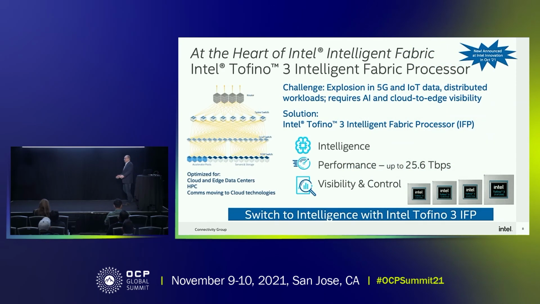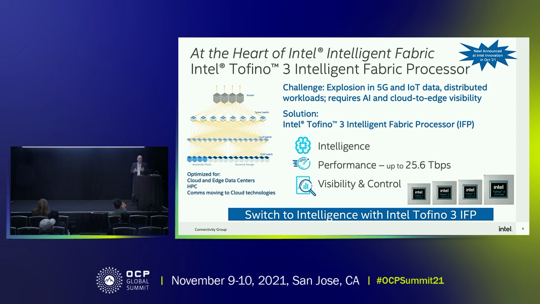Finally, at the heart of all of this, and something that's near and dear to my heart, is the Tofino 3 Intelligent Fabric Processor. We actually announced this, I guess it was last week at Intel On. Nick McEwen, not on stage but on video, talked about this product. It's our next generation intelligent switch. Now, it brings together all three of those vectors we talked about before: intelligence, performance, visibility, and control. Intelligence through its enhanced and substantial P4 programming capabilities. Performance up to 25.6 terabits per second of throughput for a switch. And visibility and control, with deep integration of INT across that platform.